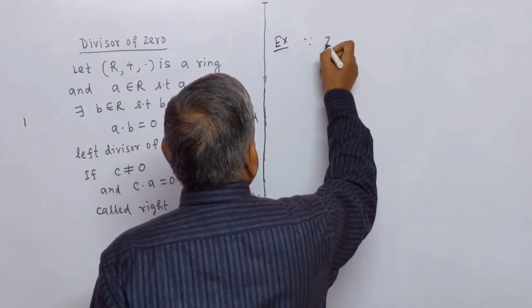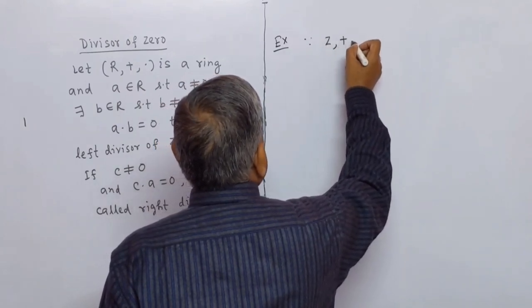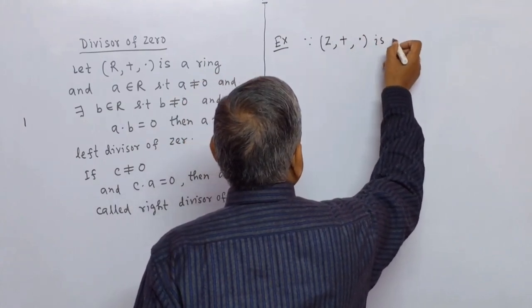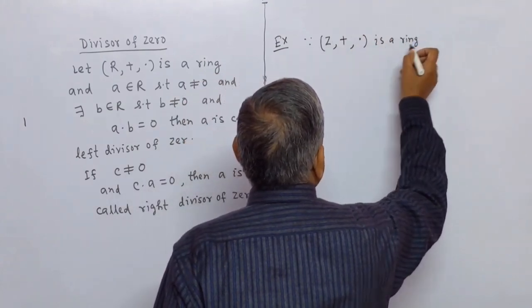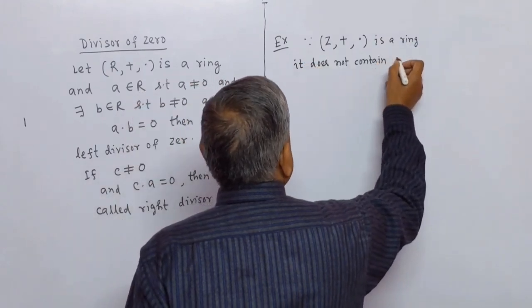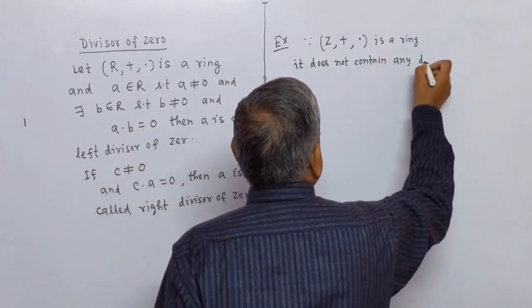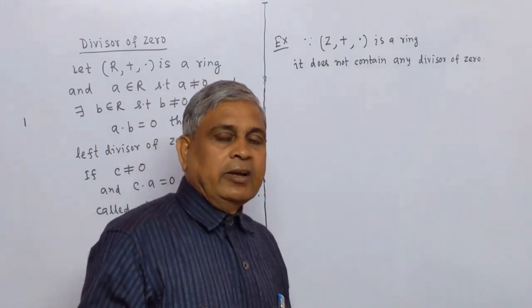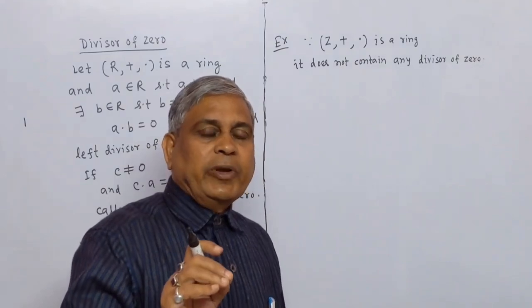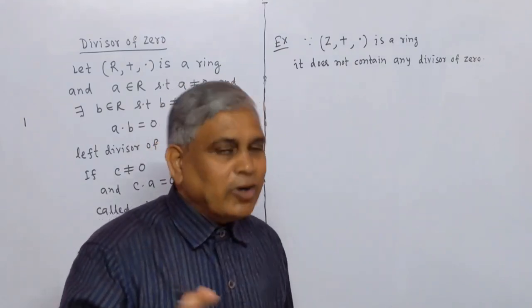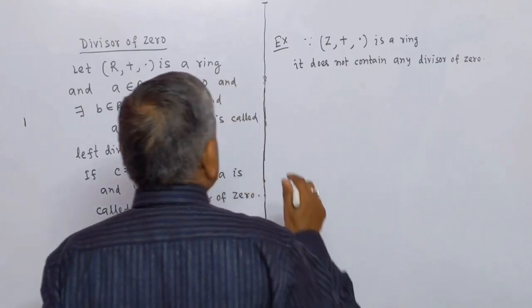Since Z with binary operations addition and multiplication is a ring, it does not contain any divisor of zero, because we know that the multiplication of any two non-zero integers is not zero.